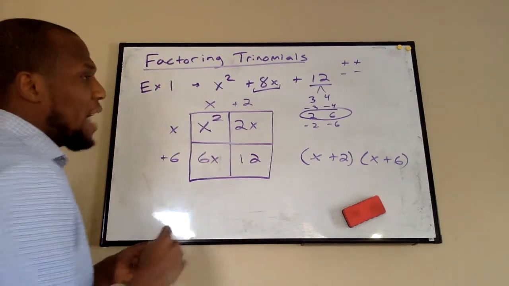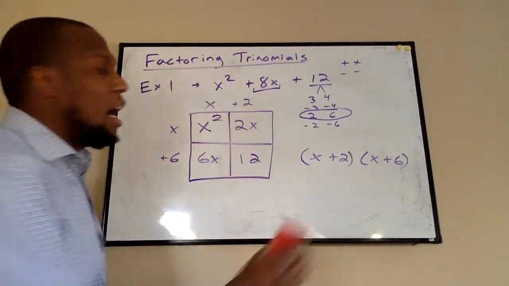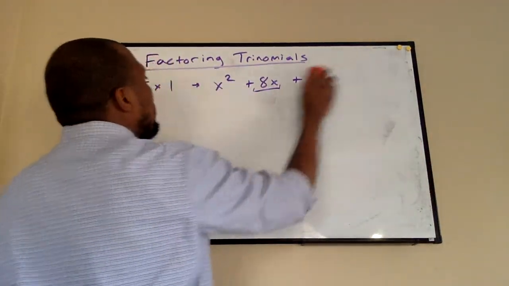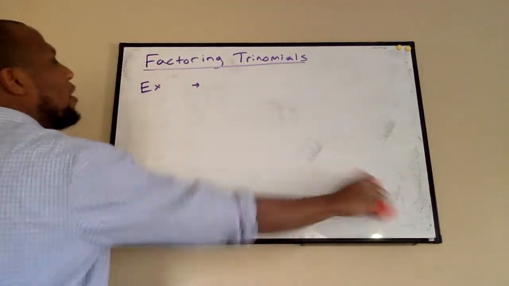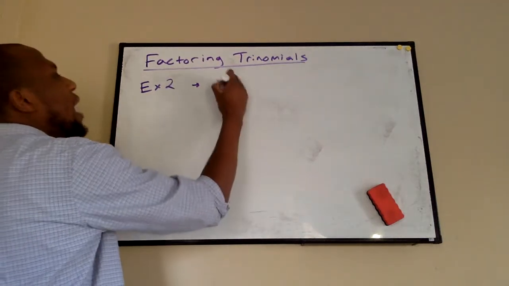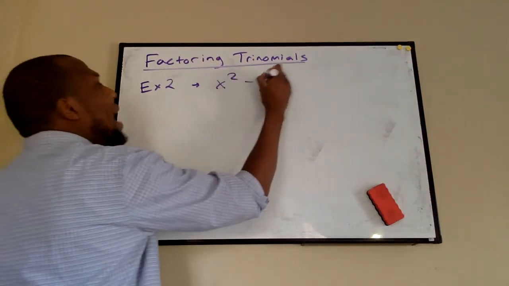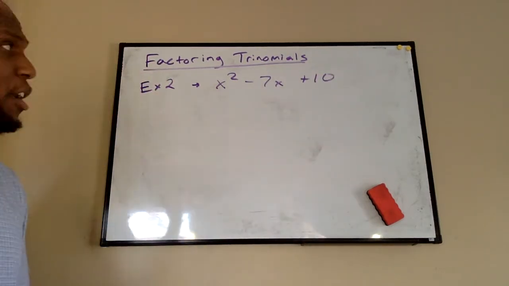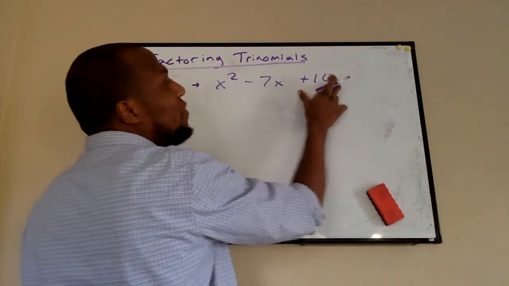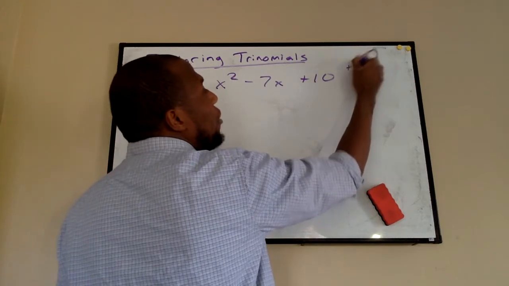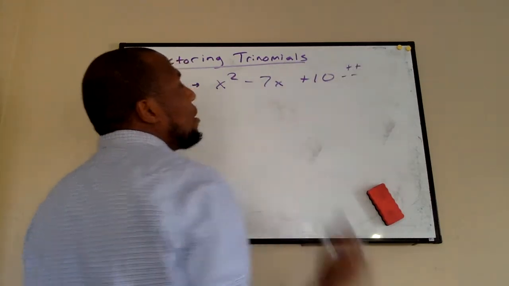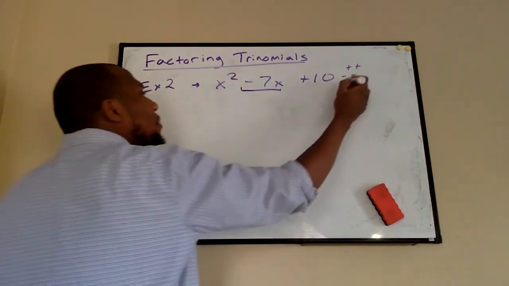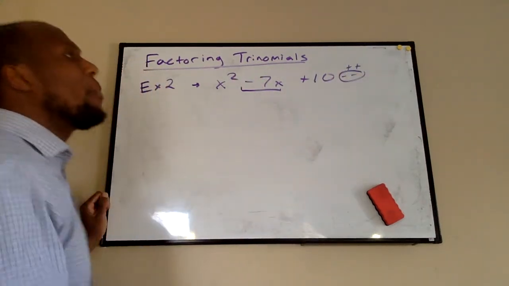All right, let's look at a different one. Now switching up the signs of everything. For our second example, we'll have x squared minus 7x plus 10. We still have this positive number here, so it's still going to be either a plus and a plus or a minus and a minus. Looking here and seeing that that's negative, we know that both of our numbers are going to be negative.